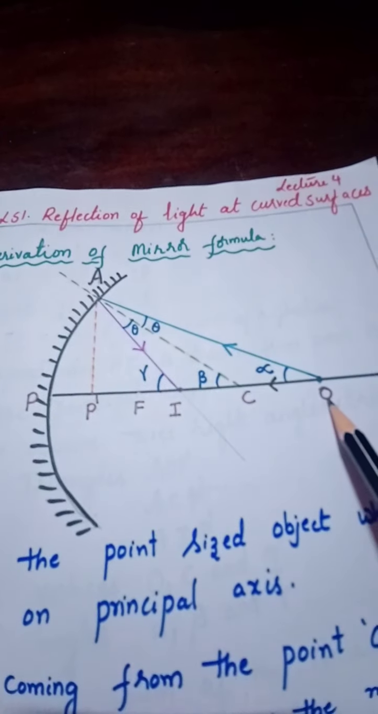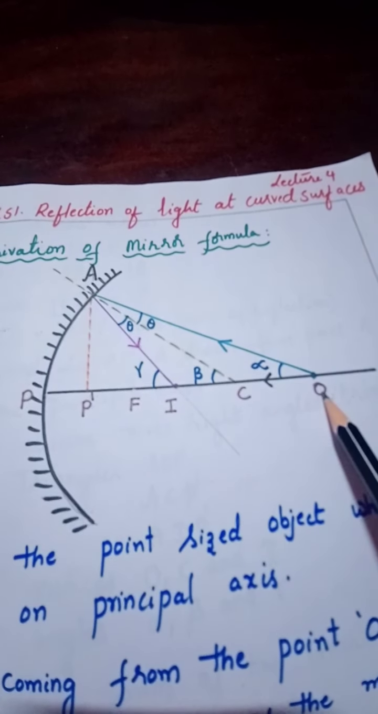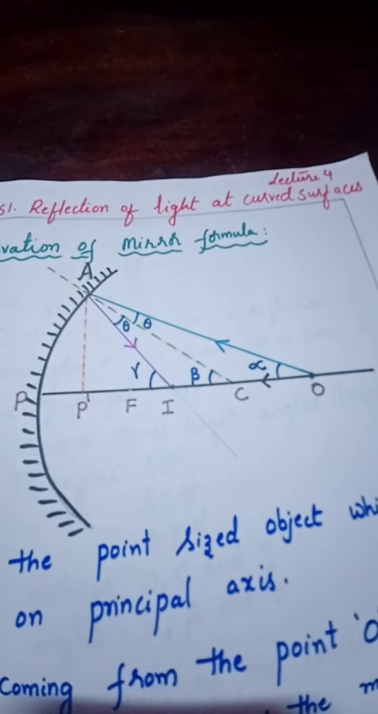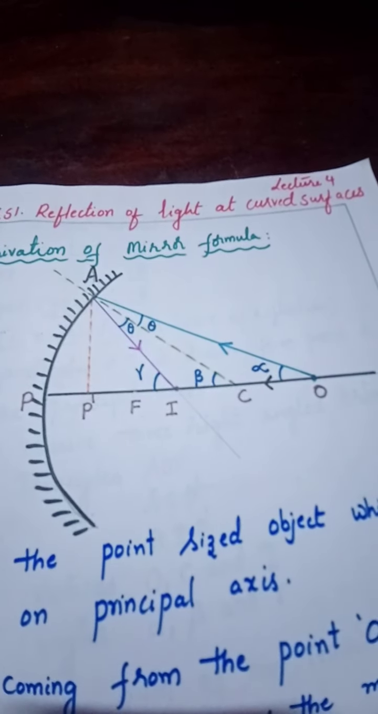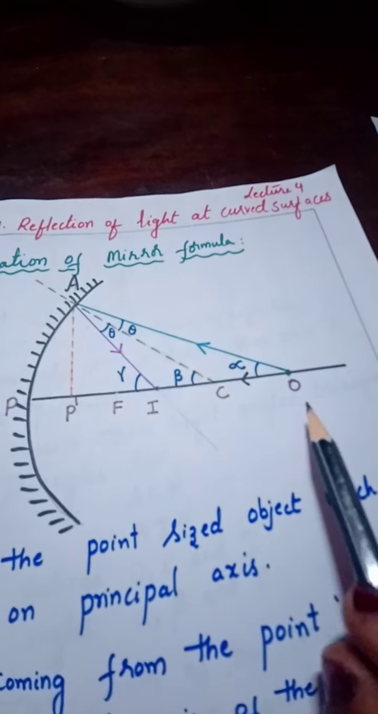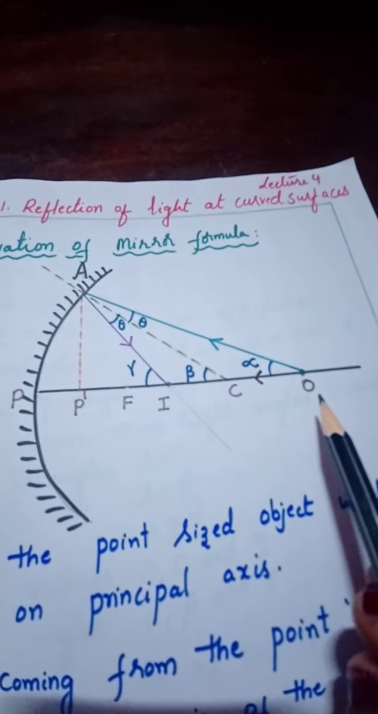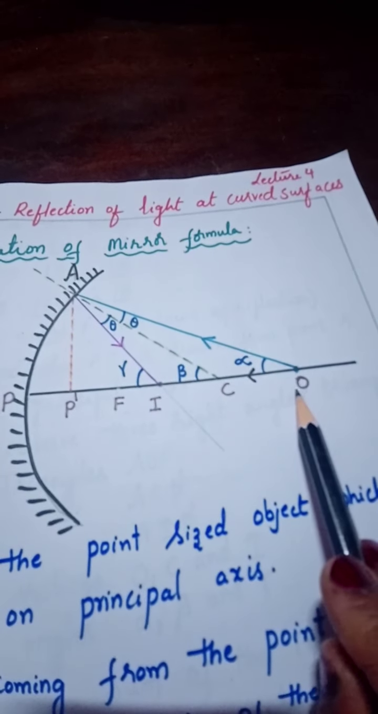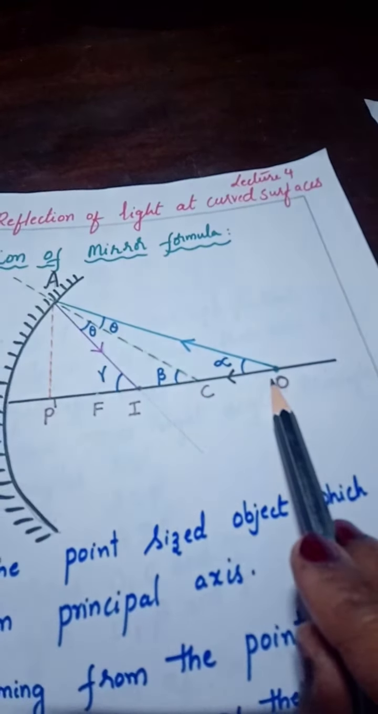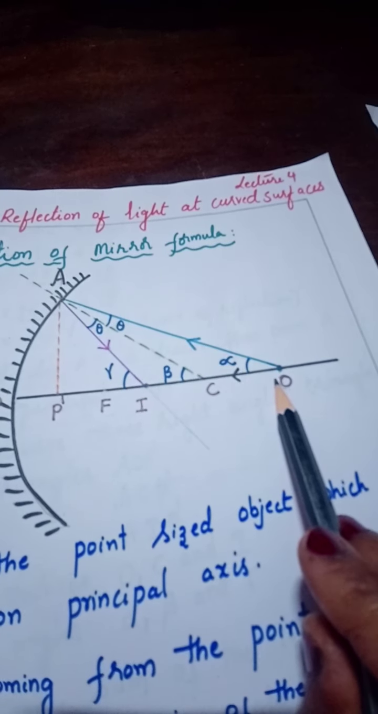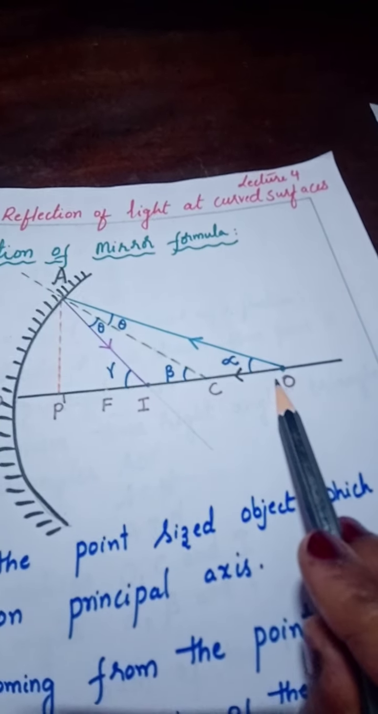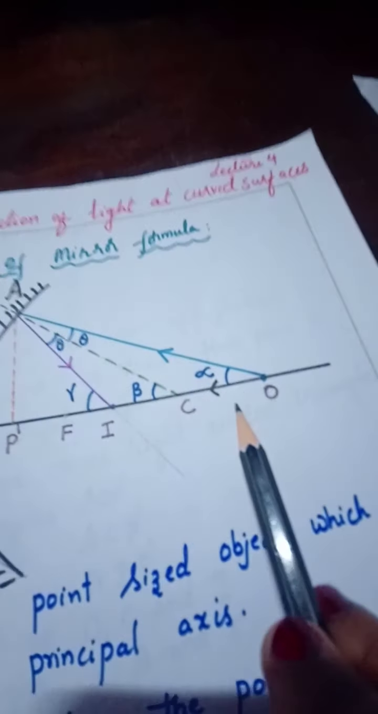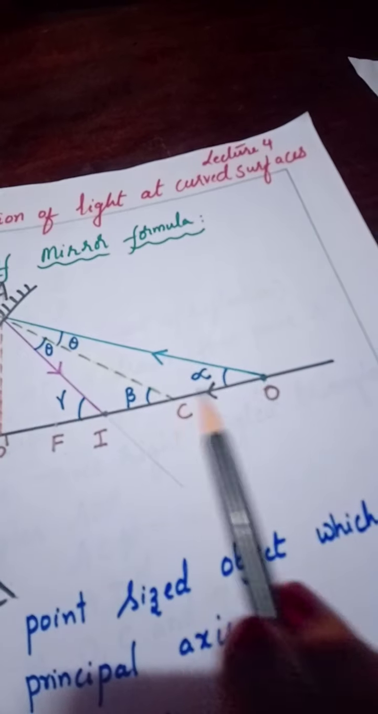O is an object. Till now we drew the ray diagrams for an extended object, that means an object which is a little bigger in size, kept on the principal axis. But the object here we are considering as a point-sized object. It is not an extended object, and this point-sized object is placed on the principal axis beyond the center of curvature. You can observe here, this object is beyond the center of curvature.